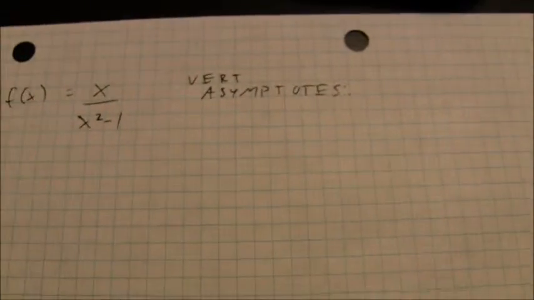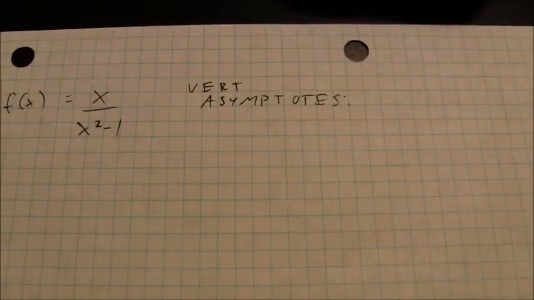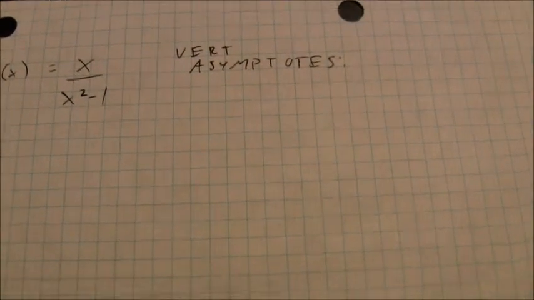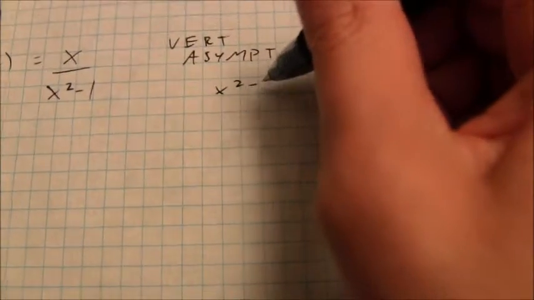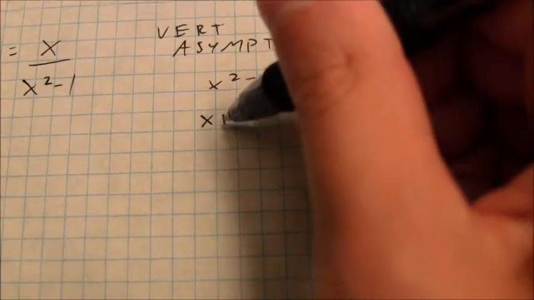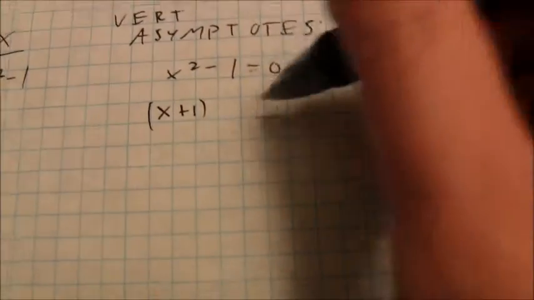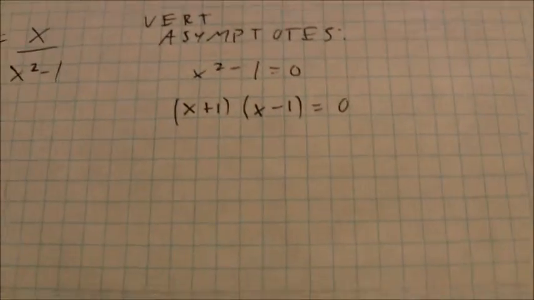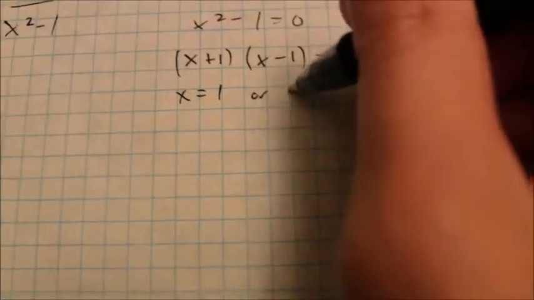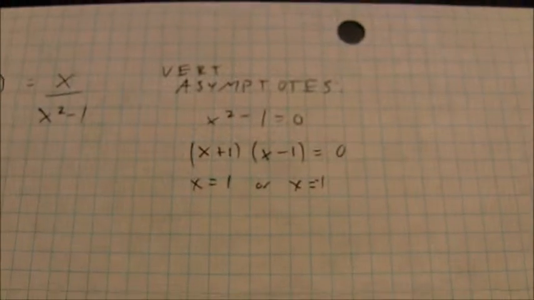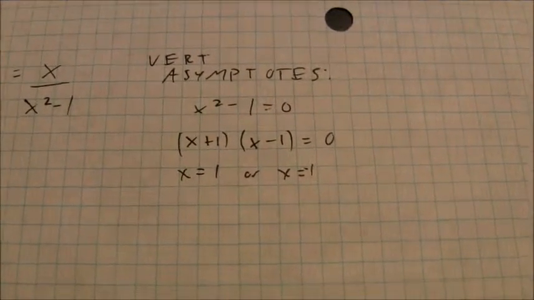So we'll look at vertical asymptotes first. Remember, vertical asymptotes take place when the denominator is equal to 0. So I need to figure out what's going to make x squared minus 1 equal to 0. You could use the quadratic formula, but in this case it factors. It's a difference of squares. The quantity x plus 1 times the quantity x minus 1 equals 0. And so x is not allowed to equal either 1 or negative 1. And of course, in this case, those are my two asymptotes.